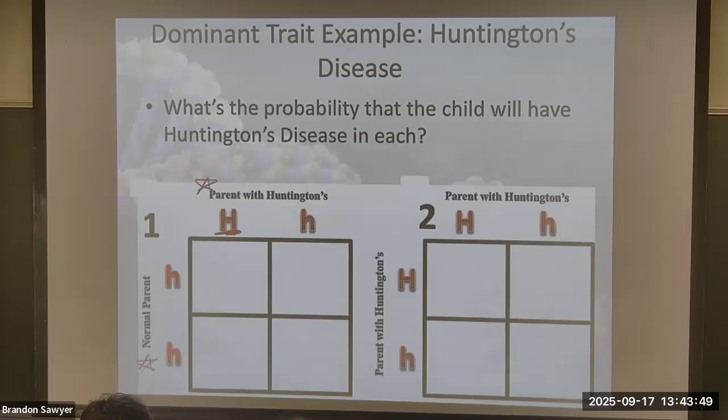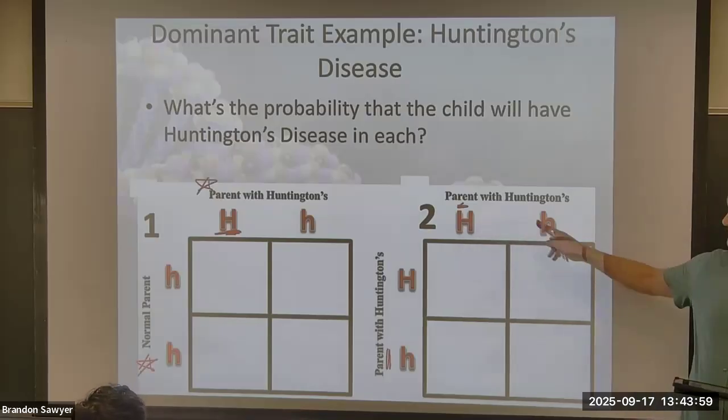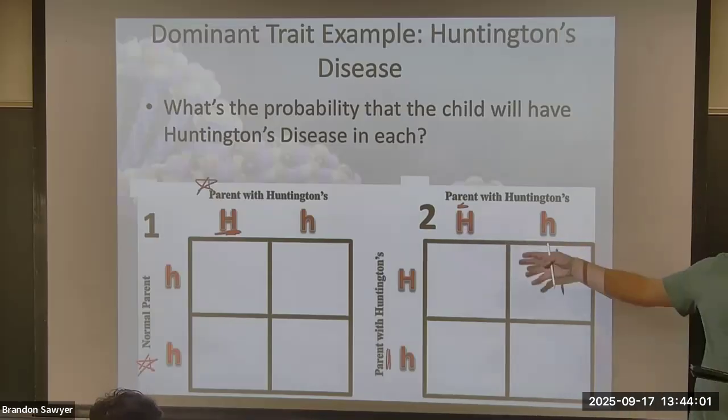And then the other doesn't, right? And then the other example would be both parents have Huntington's disease. They're both heterozygous for Huntington's disease. Heterozygous, meaning that they have one dominant, one recessive, but because it's dominant, they still express that.